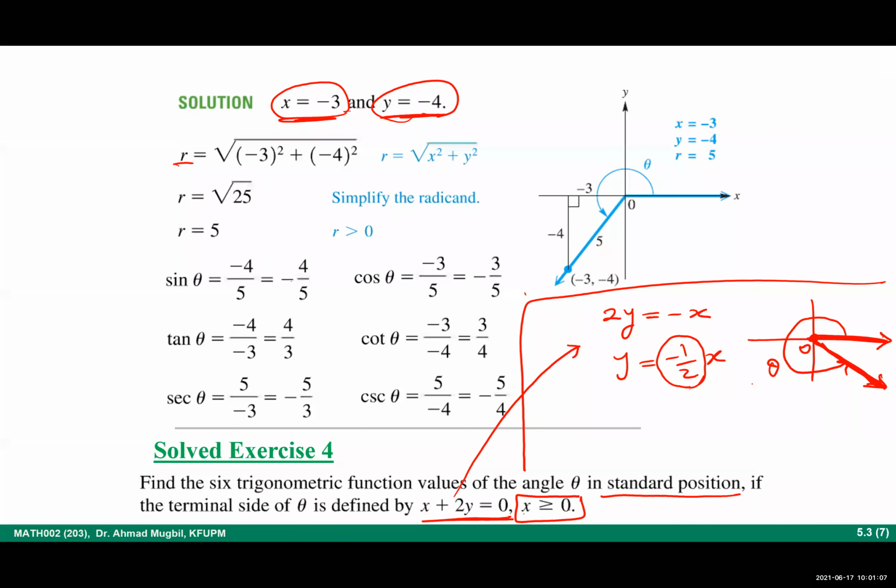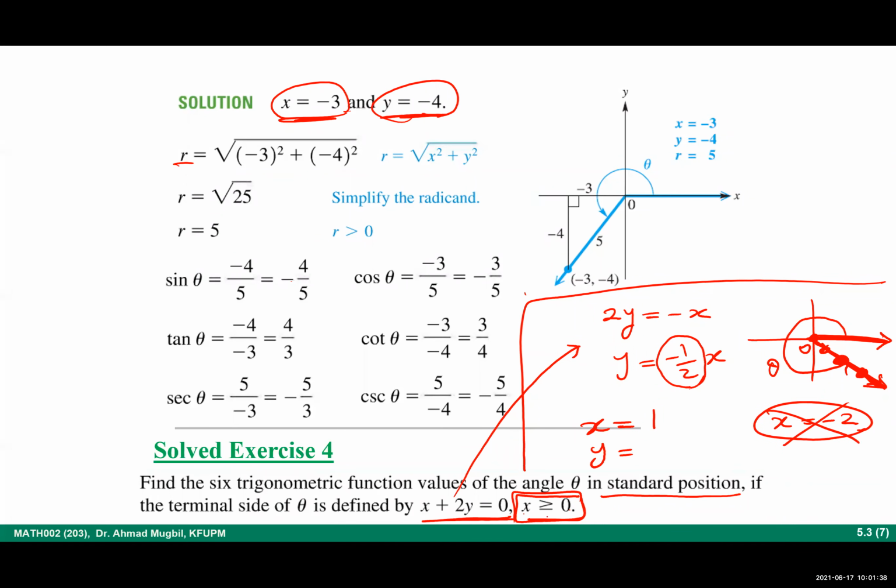Now, how to find sine and cosine and so on, ya Shabab? We need to take a point on this line. Any point. Can we take x, for example, equals to 1 and then find y? This is one way. Can we take x equals to 1, ya Shabab? Yes, because x is greater than 0. You cannot take x to be negative. If you take, let's say, x equals to -2, this is not right, because he said here x is positive.